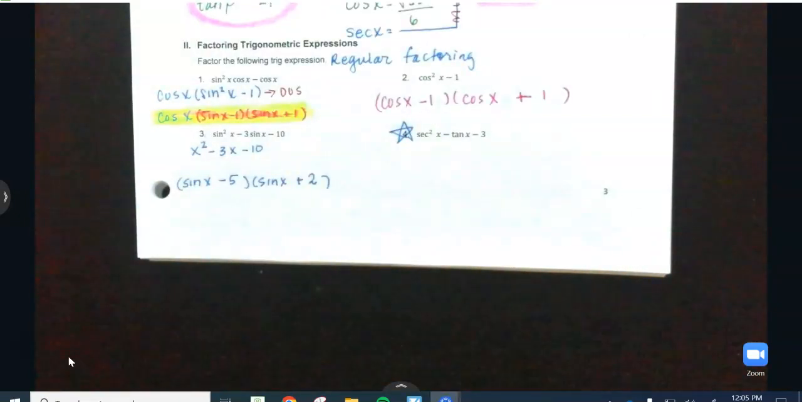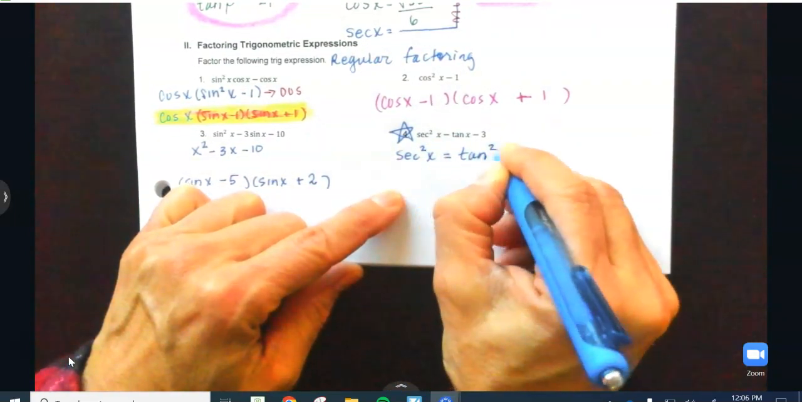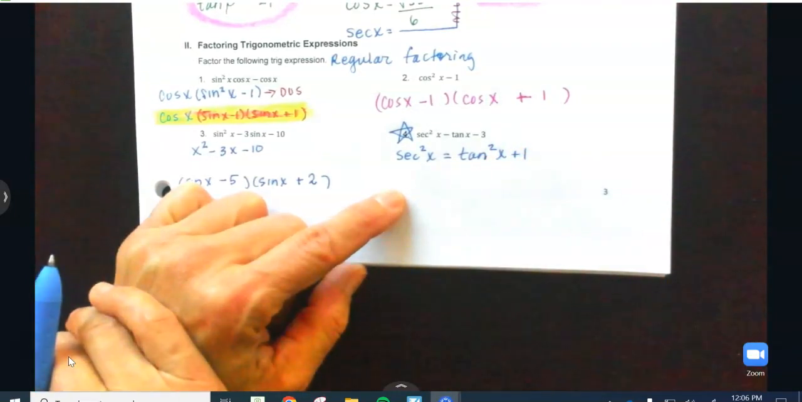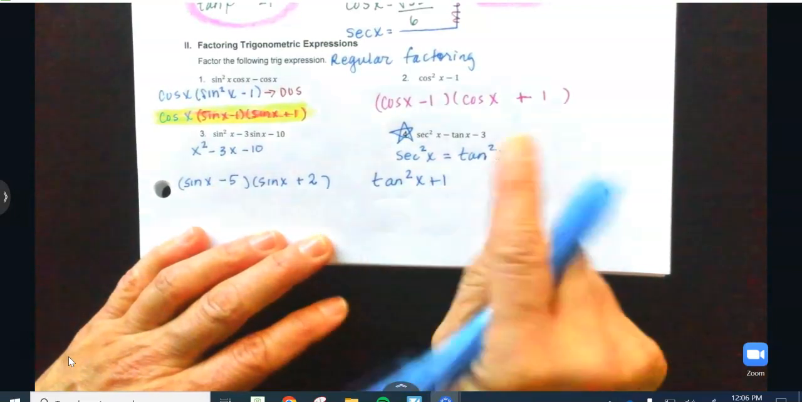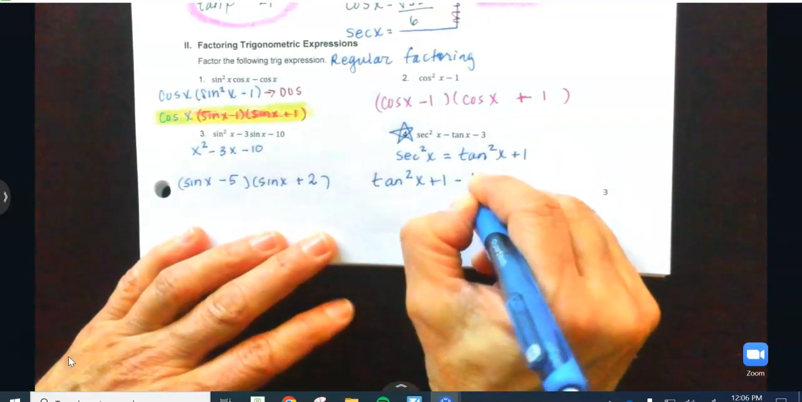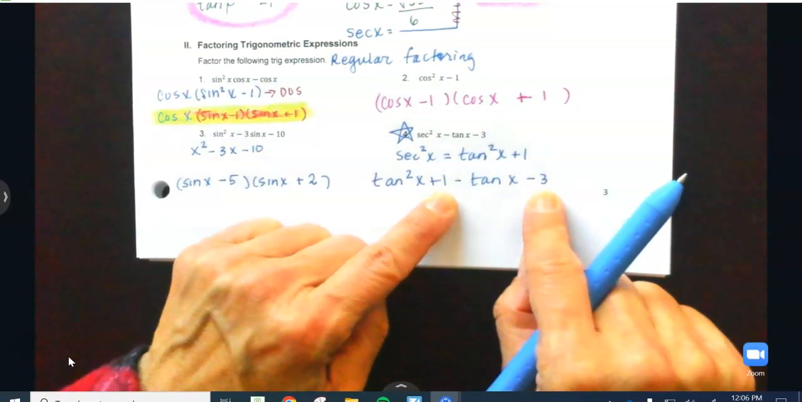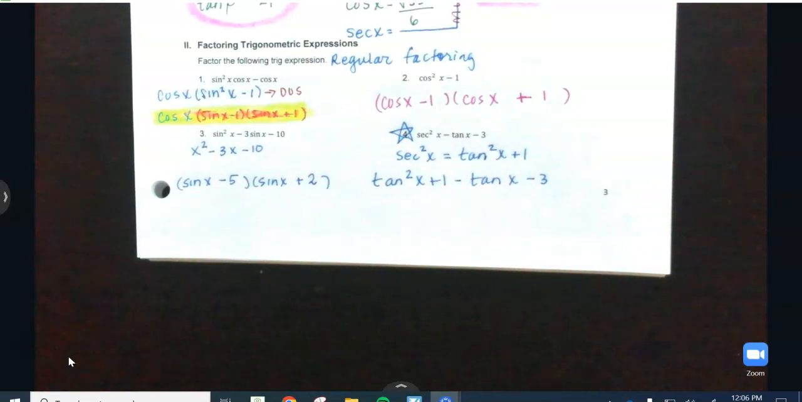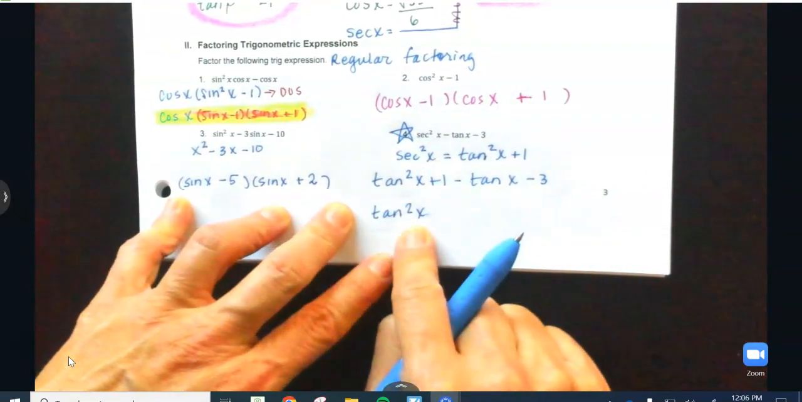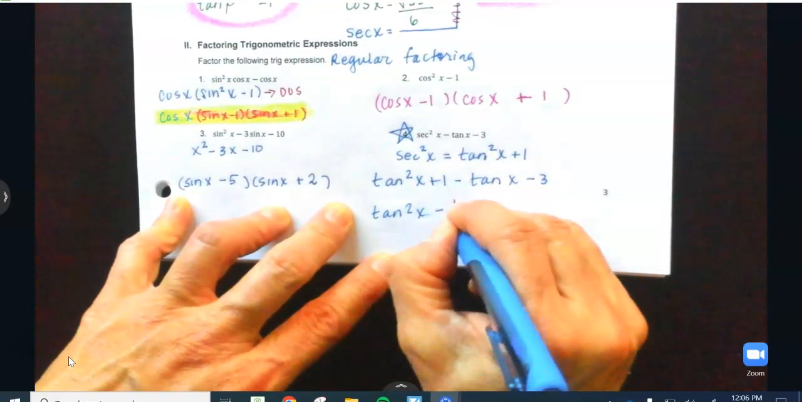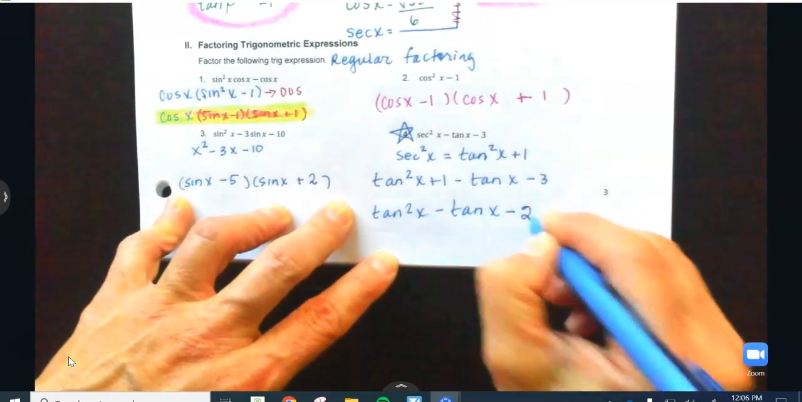So, let's do that. Remember, secant squared of x equals tangent squared of x plus 1. Use substitution. So, let's put this in for that. So, tangent squared of x plus 1. Now I'm going to recopy the rest of the expression. Minus tangent of x minus 3. Look, we have a plain 1 and a negative 3. Plus 1 and a negative 3 is going to be a negative 2. So let's go ahead and write our highest exponent first. So it's going to be tangent squared of x, that's like x squared, minus tangent x. And remember, a positive plain old 1 and a negative 3 is just going to be a negative 2.